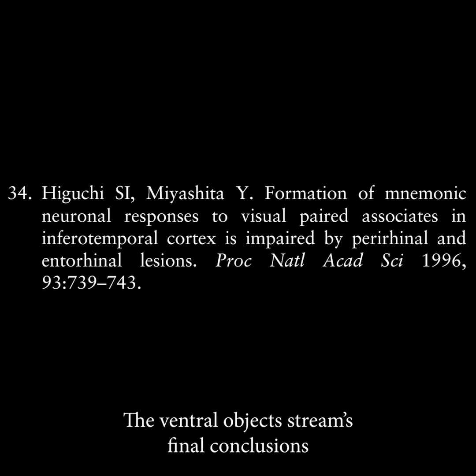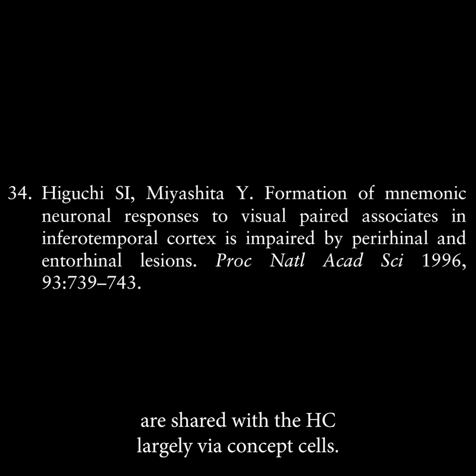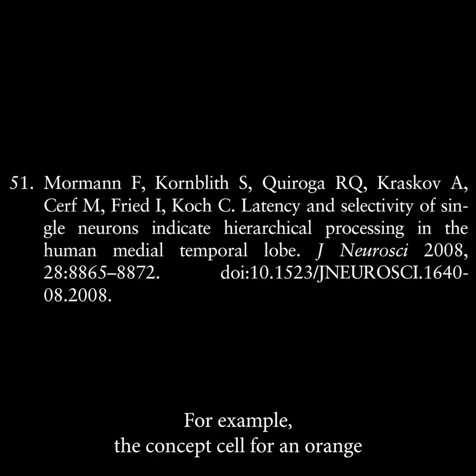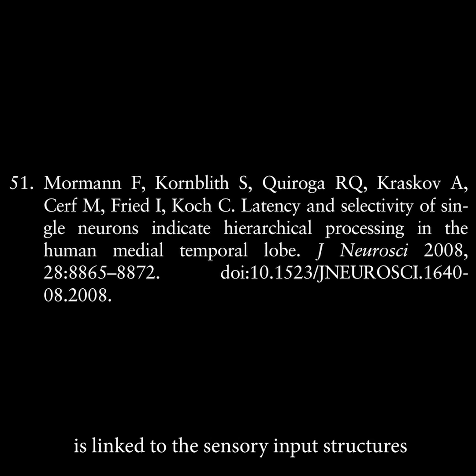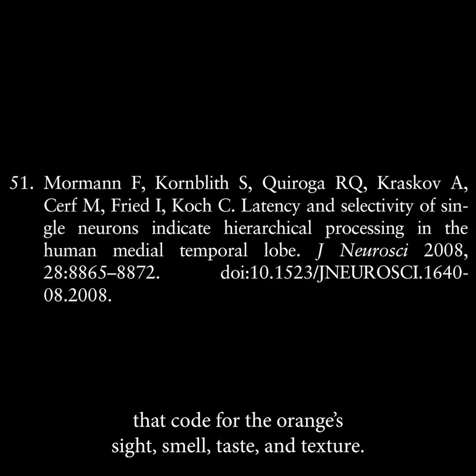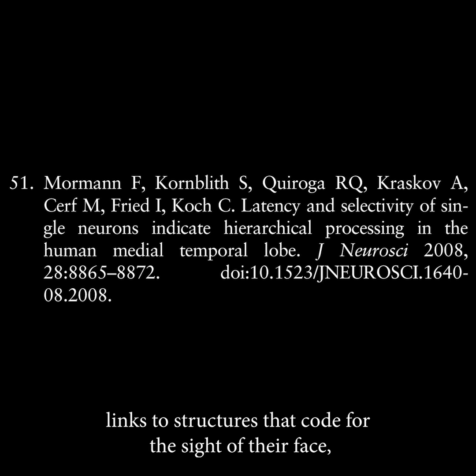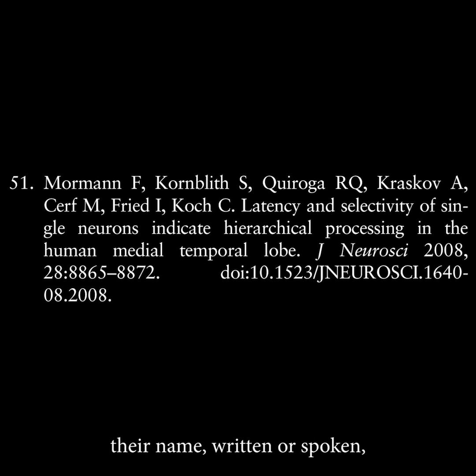Concept cells. The ventral object stream's final conclusions are shared with the HC largely via concept cells. A concept is a mental model formed from a linked constellation of sensory and/or semantic associations that represents objects in the world and/or processes in the body/brain. For example, the concept cell for an orange is linked to the sensory input structures that code for the orange's sight, smell, taste, and texture. A concept cell for a person links to structures that code for the sight of their face, the sound of their voice, their name, written or spoken, how they smell, and even how I feel about them.